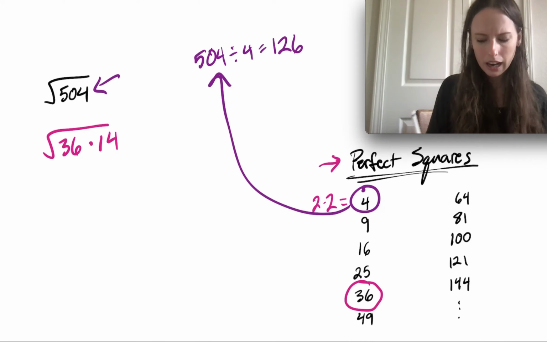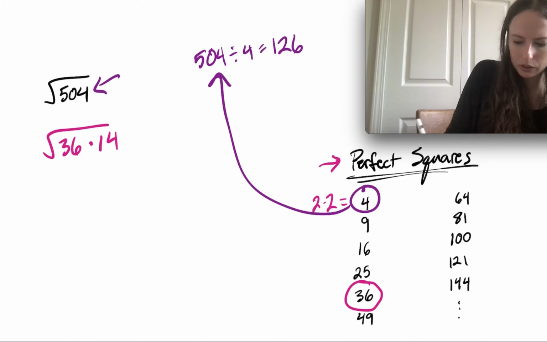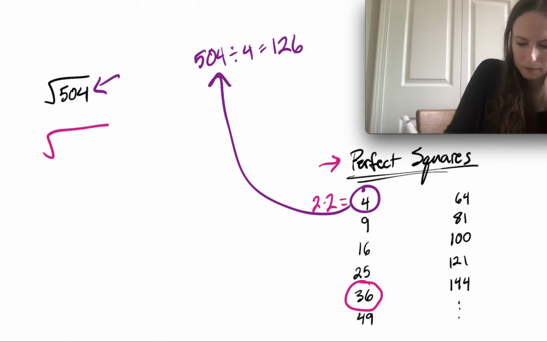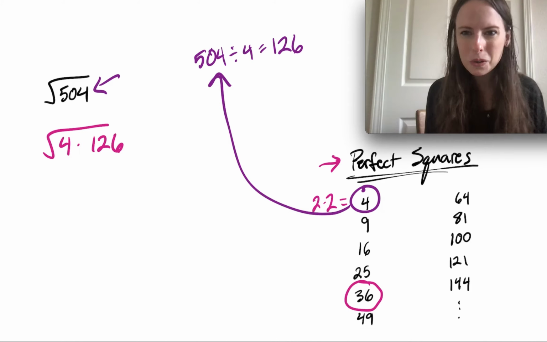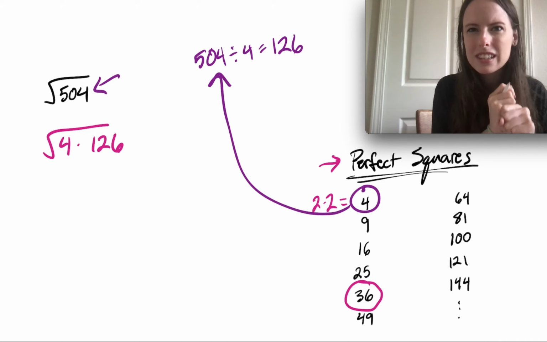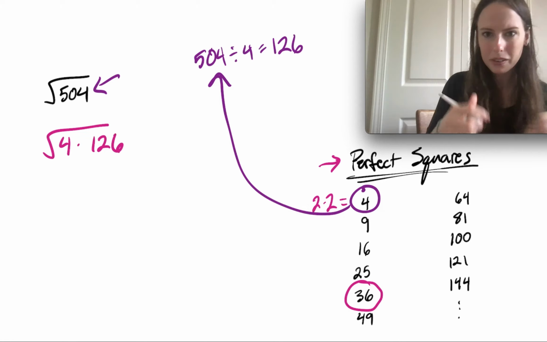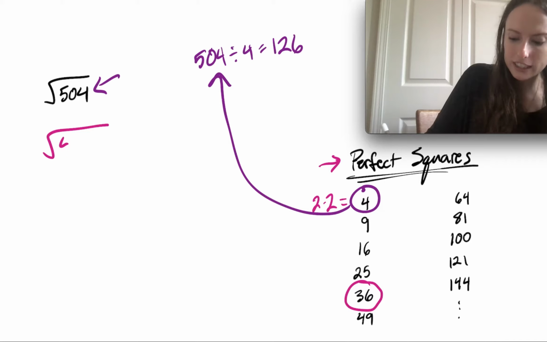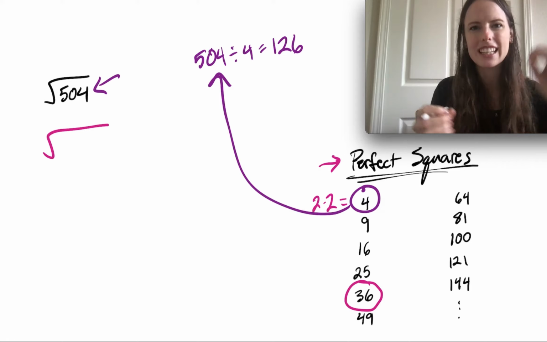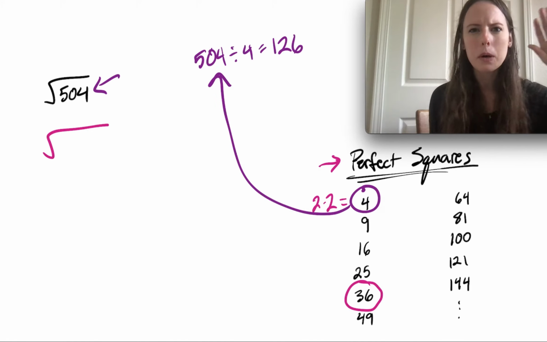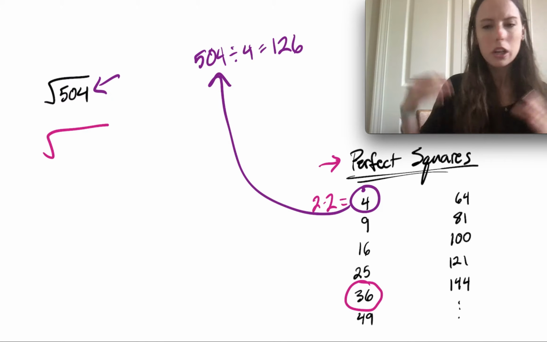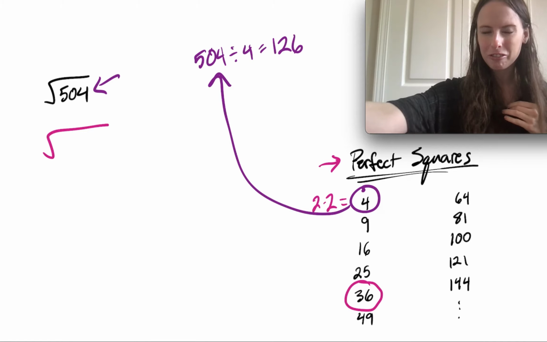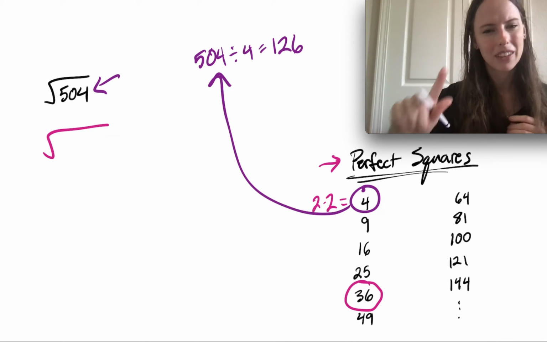In doing this problem, I might have said, okay, my answer is 4 times 126. And that would be true, but it's not the most simplified answer. We already know the most simplified is going to be 36 times 14. So really what you're looking for here is the highest possible perfect square that goes into this number under the radical. So sure, 4 goes into 504, but it's not the highest one, and that's the key.